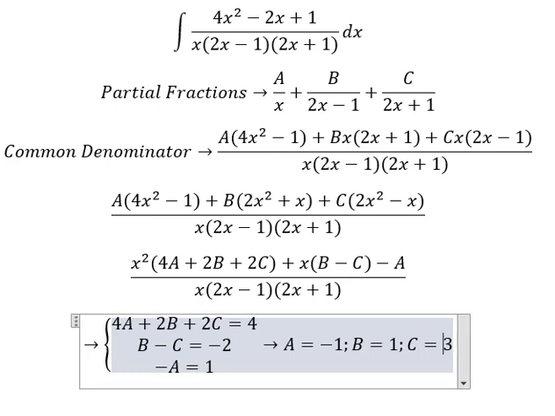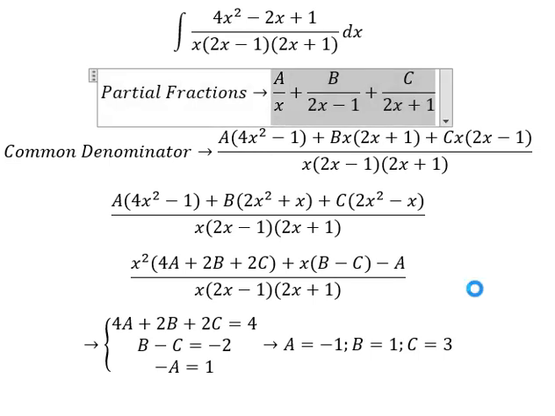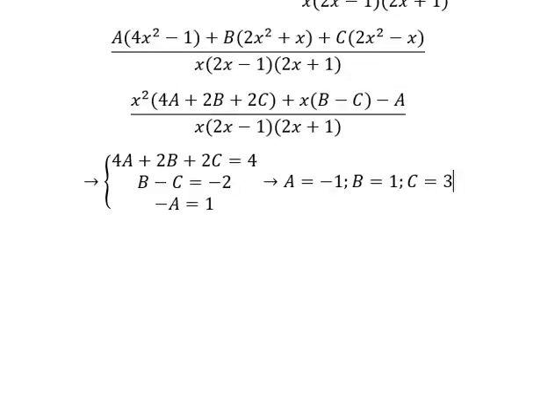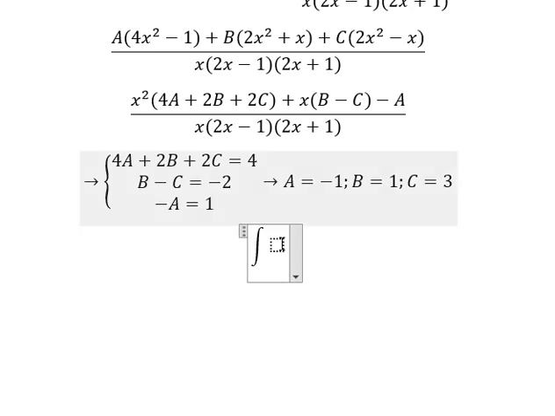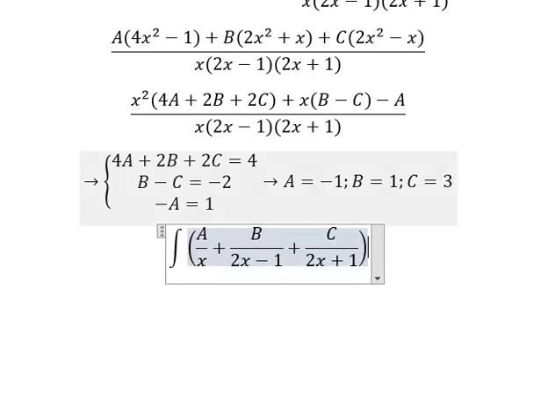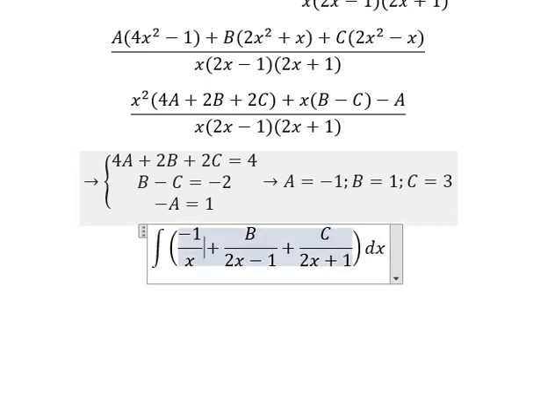Positive 3. And now we put a, b, c in here. A is negative 1. B is 1. C is 3.